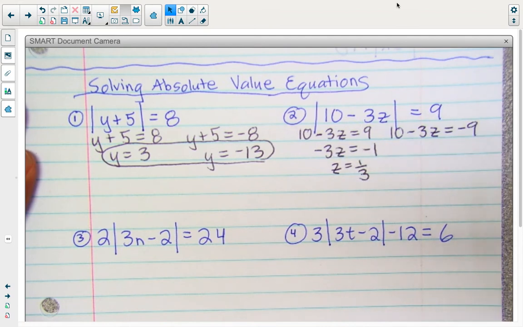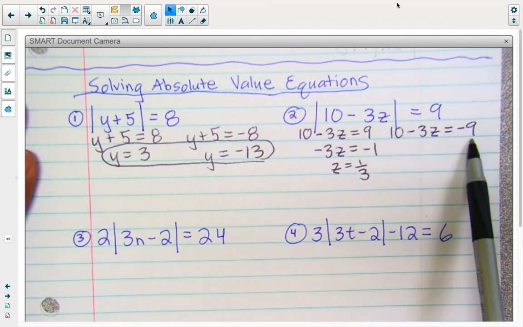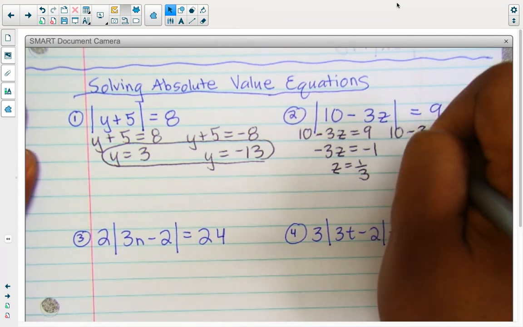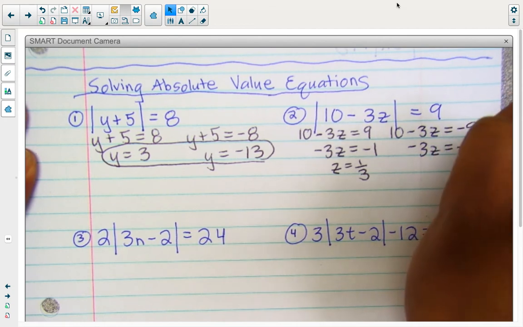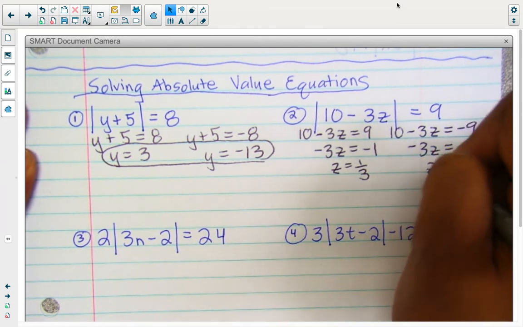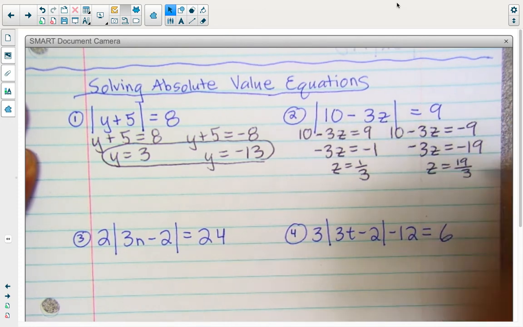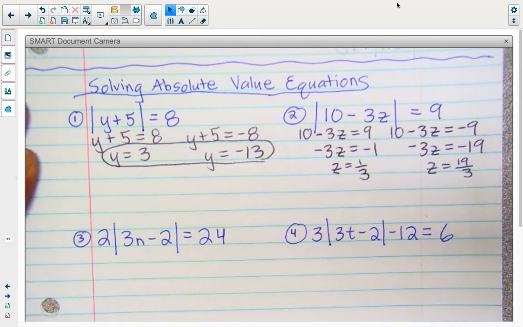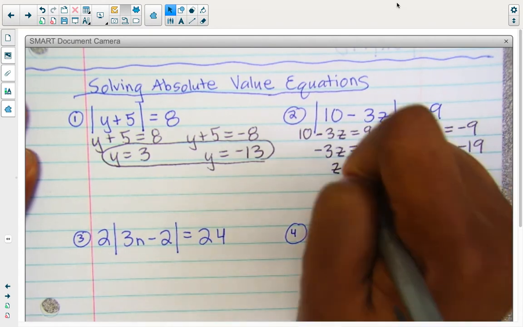I'm going to do the same thing on the other side. Subtract 10 from both sides, and then divide. And it's okay to get fractions. 19/3. So our two answers for this problem are 1/3 and 19/3.